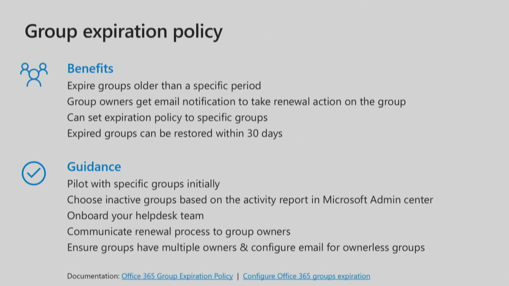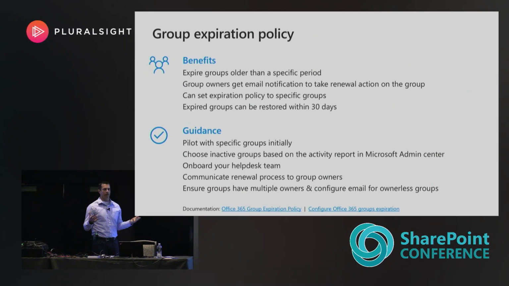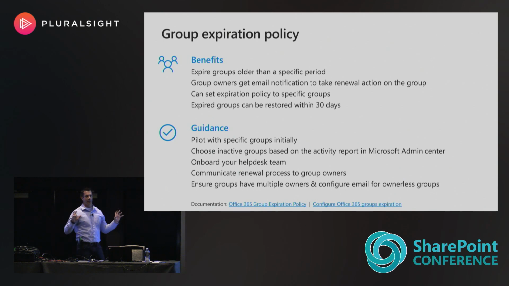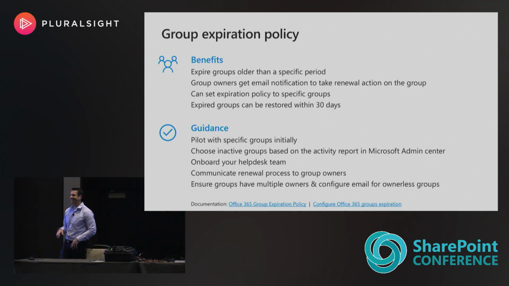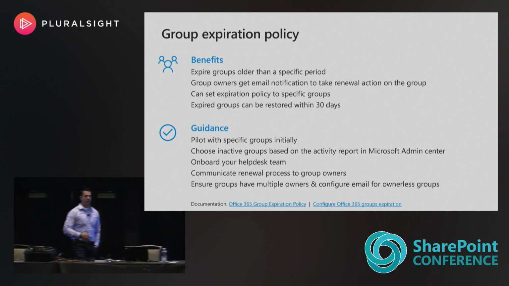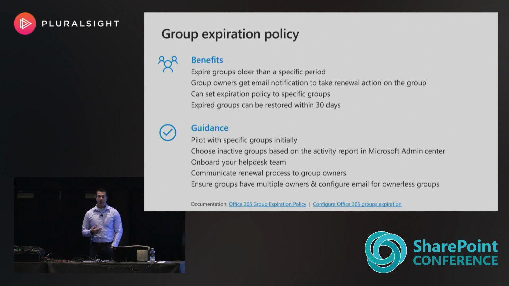The second feature I mentioned was group expiry policy. A lot of customers have the question, hey, how can I ensure that my directory is staying clean? After unleashing groups, all of a sudden they've got a couple thousand and they want to Marie Kondo their directory. So you can put together an expiry policy that will require your group owners to renew a group every 6 months or every year and validate that they're still using it.